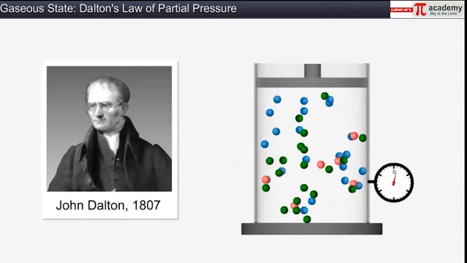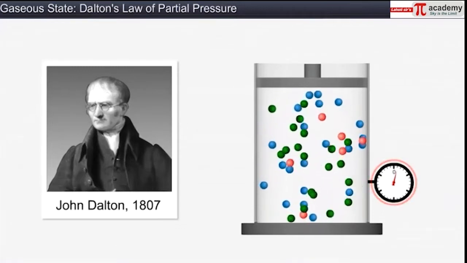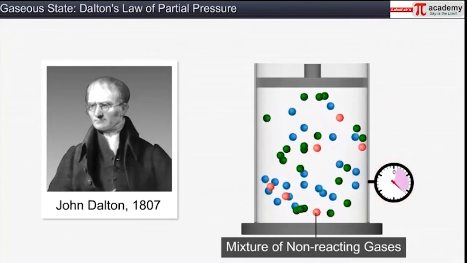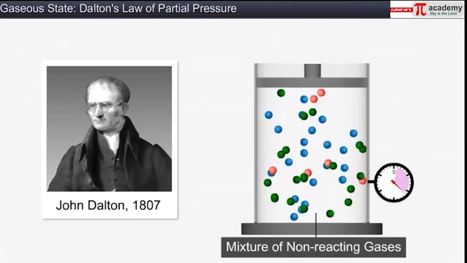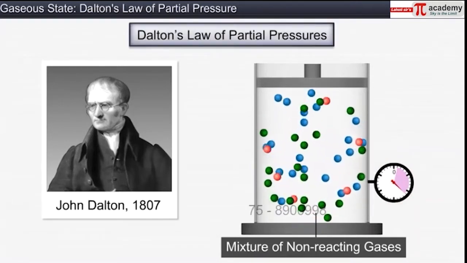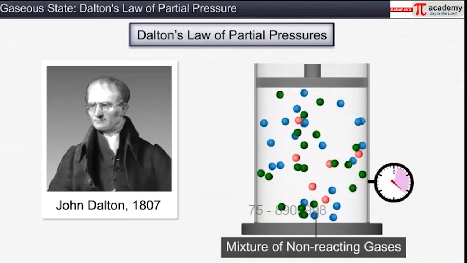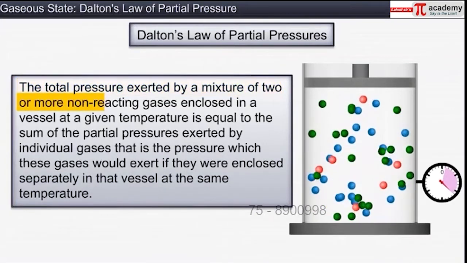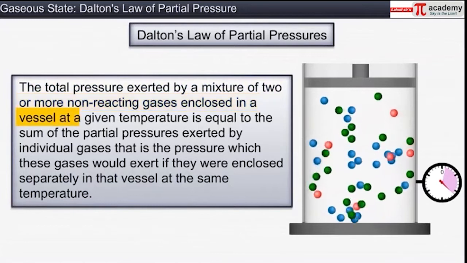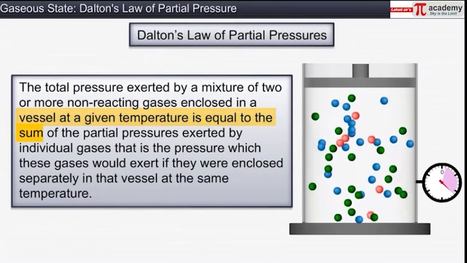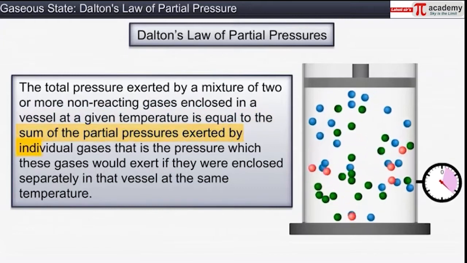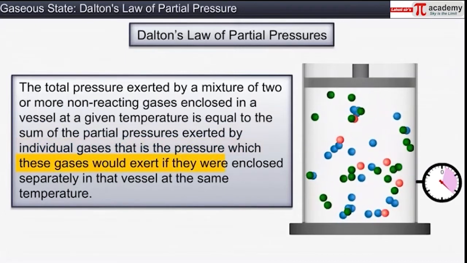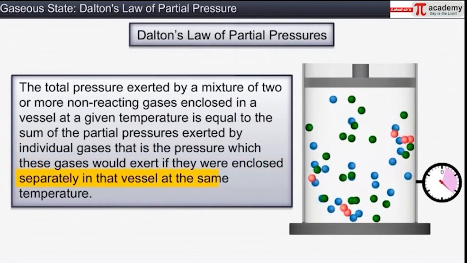In 1807, John Dalton studied the pressure exerted by a mixture of non-reacting gases enclosed in a vessel. Based on these studies, he formulated the law of partial pressures. According to Dalton's law of partial pressures, the total pressure exerted by a mixture of two or more non-reacting gases enclosed in a vessel at a given temperature is equal to the sum of the partial pressures exerted by individual gases, that is, the pressure which these gases would exert if they were enclosed separately in that vessel at the same temperature.